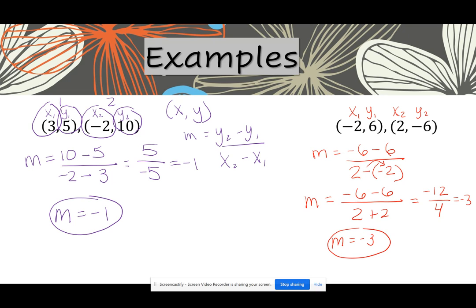Now, sometimes you're going to get slopes that don't divide evenly, so we could end up with like 5 over 7. You're going to leave it like that. You're not going to divide it or anything. Your slope would just be 5 over 7.